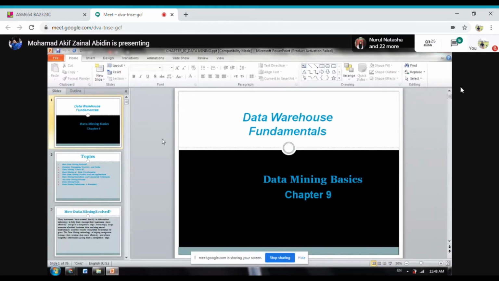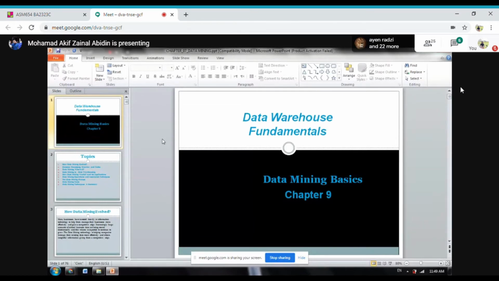3 marks. Okay, the answer will be, since we already know they combine chapter 4 with chapter 7 in assignment 1, so the answer must be, what will be the answer? The answer will be data mining, right? Because we combined chapter 4 and 7 in assignment 1.